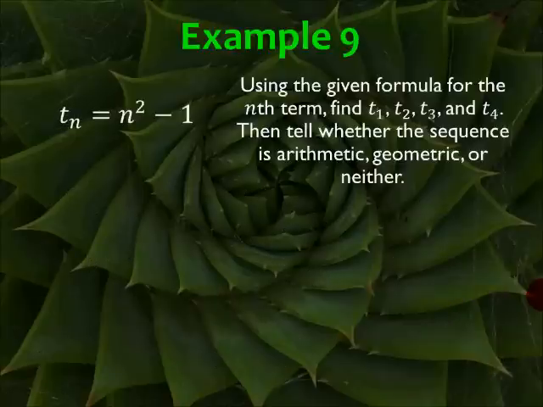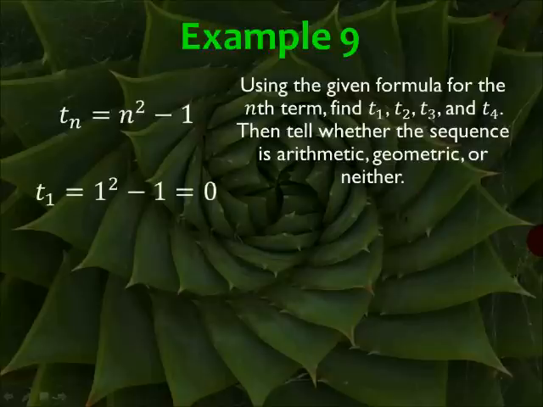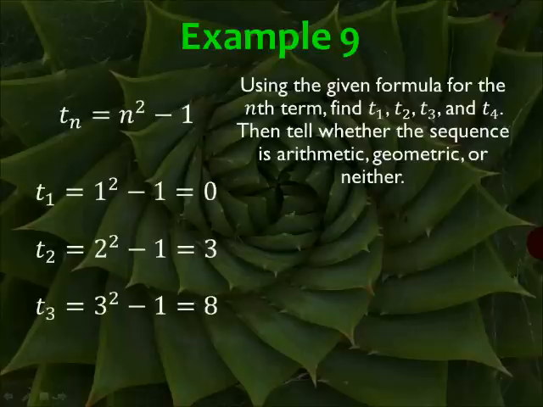Number 9, Tn equals n squared minus 1. Now let's give this one a shot. Go ahead and try this on your own. Plug in the proper value of n based on the term number, and then make a decision on whether it's arithmetic, geometric, or neither. Alright, T1, 1 squared minus 1 is 0. T2, 2 squared minus 1 is 3. T3, 3 squared minus 1 is 8. T4, 4 squared minus 1 is 15.